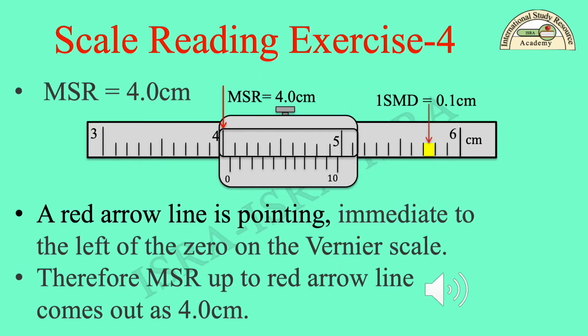Scale reading exercise 4. A red arrow line is pointing immediately to the left of the 0 on the vernier scale. Therefore, MSR up to red arrow line comes out as 4.0 cm. Therefore, MSR is equal to 4.0 cm.